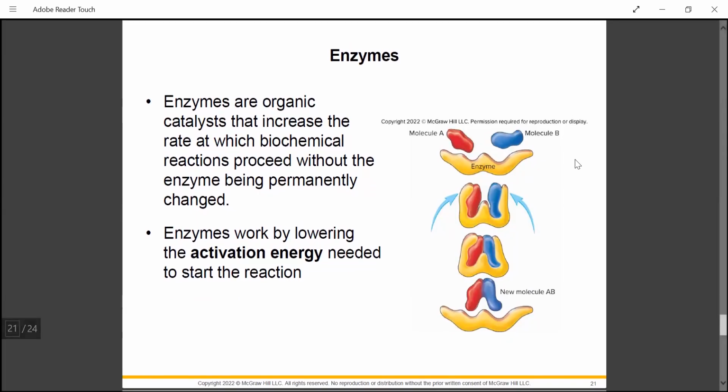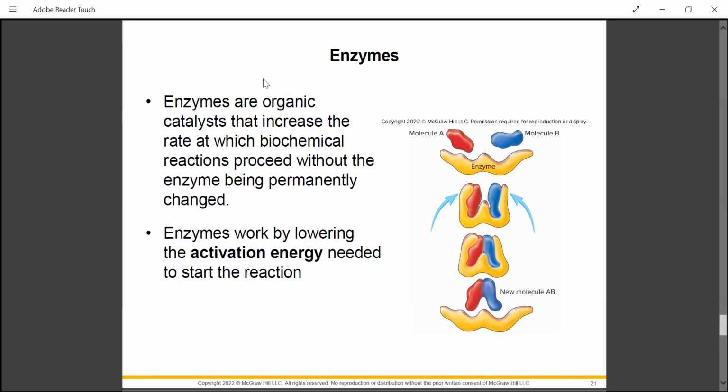Okay, so we'll talk about enzymes here. I was saying a bit earlier that they're essential for a lot of our functions, and this shows why a little bit. So they're considered a catalyst, meaning that they speed up the rate at which our biochemical reactions or our life reactions happen.